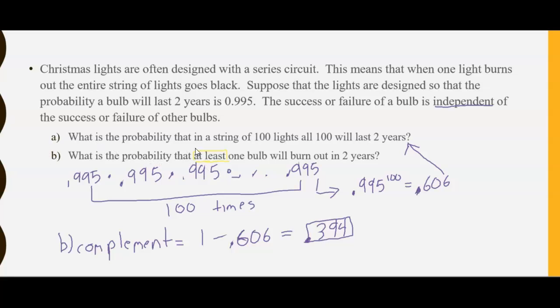So for A, what is the probability that all 100 lights will last 2 years? That's simply the probability that one lasts 2 years raised to the 100th power. And then B, what is the probability that at least one bulb will burn out in 2 years? It's the complement to A. Hint, most of the time this idea of at least usually refers back to the complement of the previous problem. You're going to have homework problems like that. Whenever it says at least, look to the probability above it and take the complement of that probability.